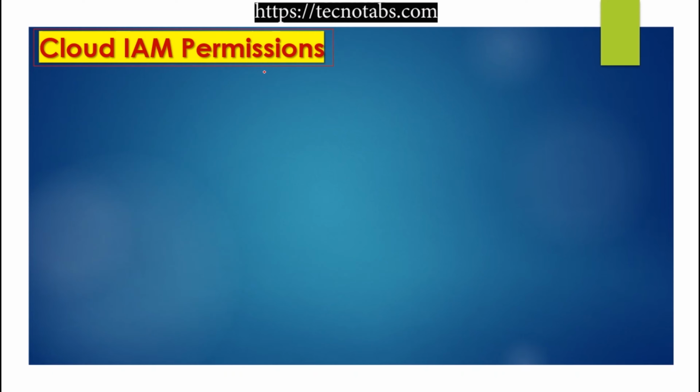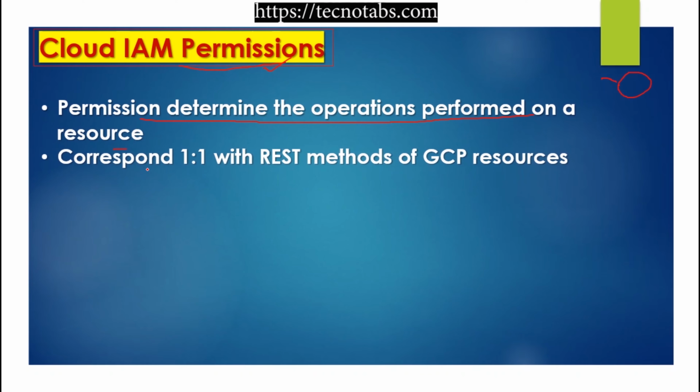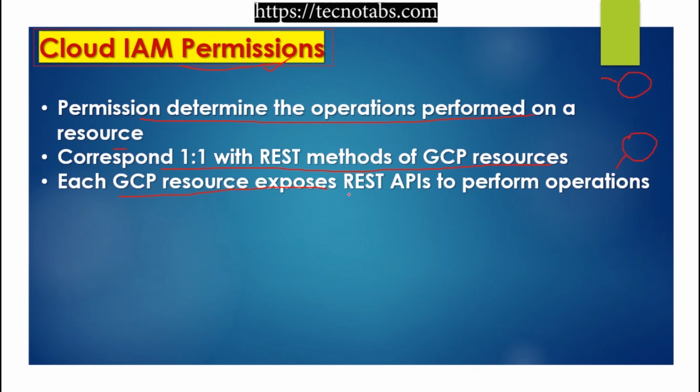GCP users. Now let's understand IAM permissions. Permissions determine the operations performed on a resource. Okay, what kind of operations you can perform on this resource is defined by the permissions, and this corresponds 1:1 with the REST method on the GCP resource. It means that if there is a resource, there is a REST method that will be exposed by the resource to perform any kind of operation on this resource. So each GCP resource exposes a REST API to perform the operations.